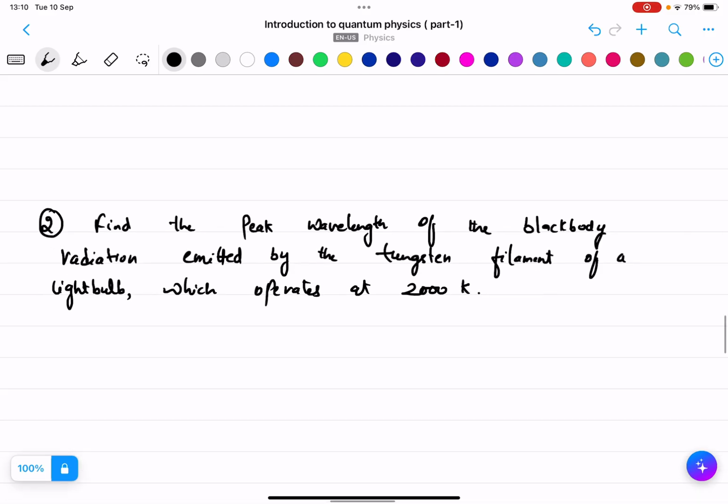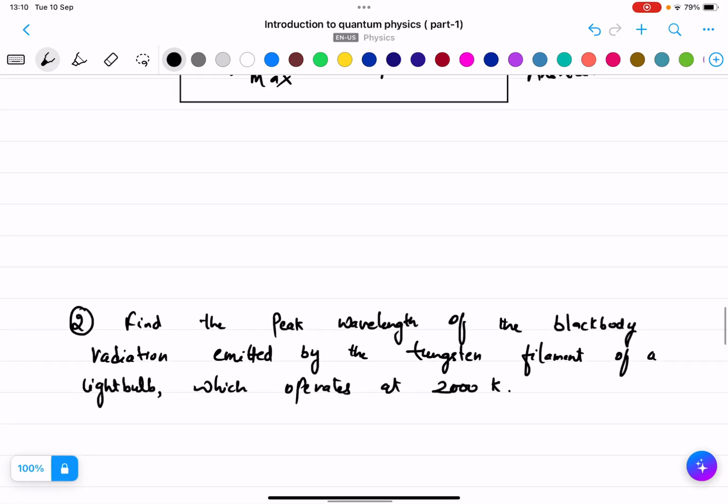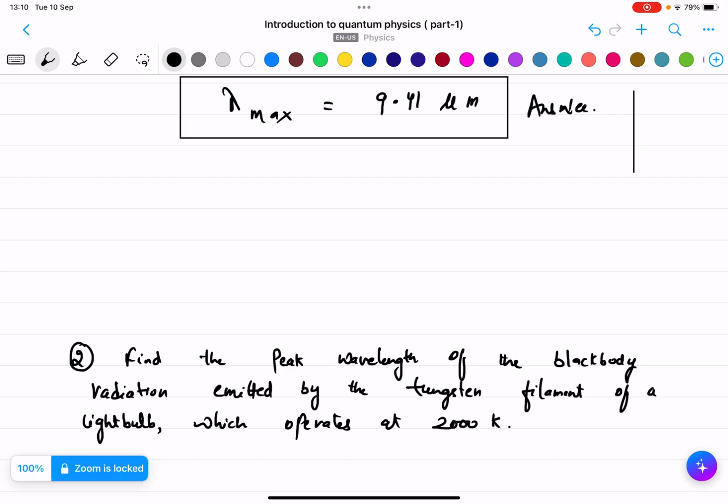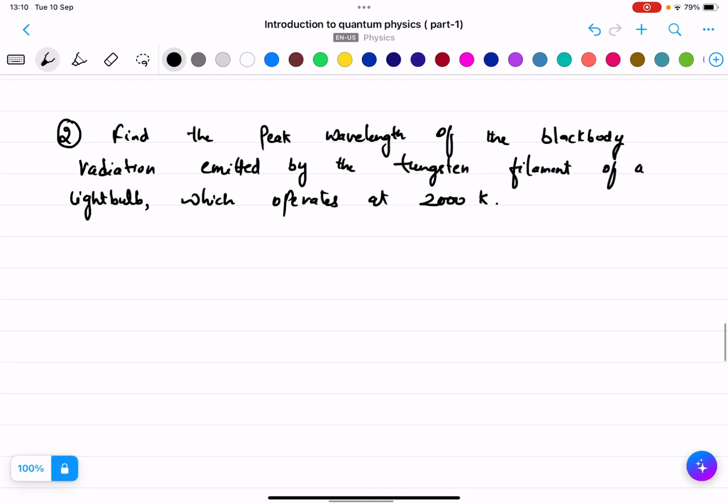Now question number 2. Find the peak wavelength of the black body radiation emitted by the tungsten filament of a light bulb. So how to solve this? Again we will use the same formula. First of all, we will see what is given to you. Given is temperature, which is 2000 Kelvin. The temperature is given in Kelvin, so no need to change it because it is already given.